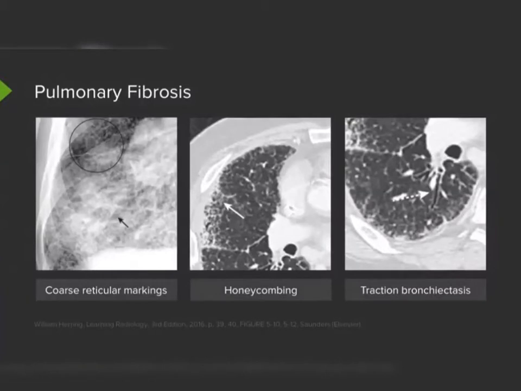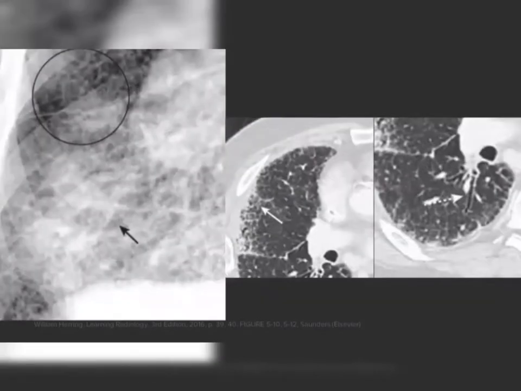On the left, we have an example of a radiograph that's coned down to the right lower lung, and you can see coarse reticular markings. You can see them outlined here by the arrow. So again, very coarse reticular markings, just prominence of the interstitial spaces. On the right two images, we have honeycombing and traction bronchiectasis. So let's take a good look at each of these.